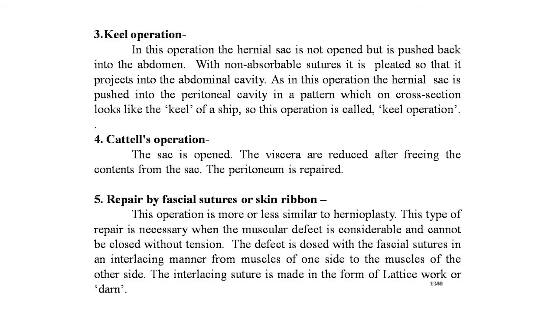Now the fifth type of operation is a repair by the fascial sutures or skin ribbon. This operation is more or less similar to hernioplasty. This type of repair is necessary when the muscular defect is considerable and cannot be closed without tension. The peritoneum is freed and is sutured. The other layers in the margins are separated, particularly the muscle layers. The defect is closed with the fascial sutures in an interlacing manner, from muscles of one side to the muscles of the other side. The interlocking suture is made in the form of lattice work or darn.